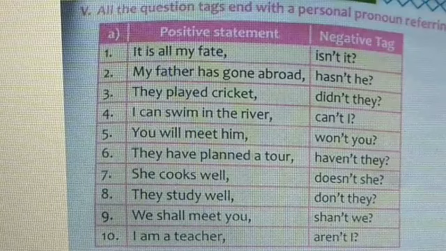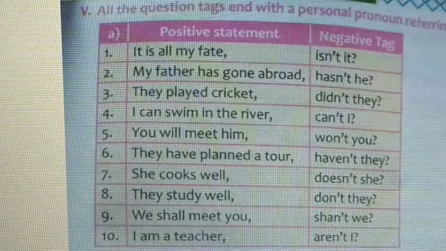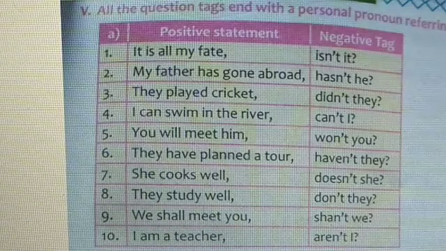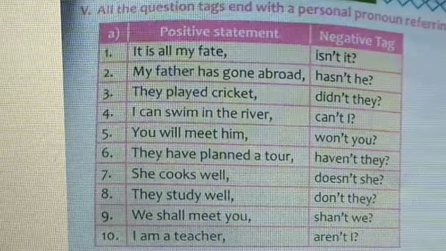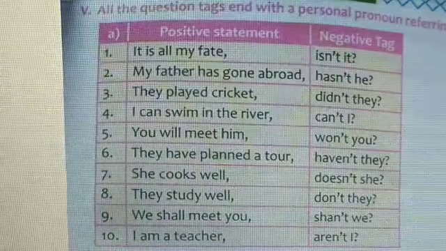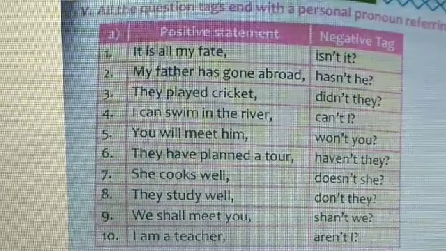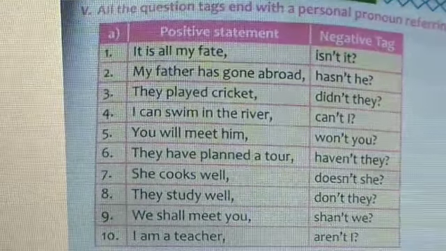Fourth one, I can swim in the river, can't I? Fifth one, you will meet him, won't you? Sixth one, they have planned a tour, haven't they? Seventh one, she cooks well, doesn't she? Eighth one, they study well, don't they? Ninth one, we shall meet you, shan't we? Tenth one, I am a teacher, aren't I?